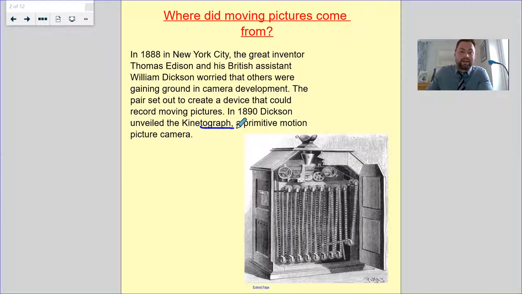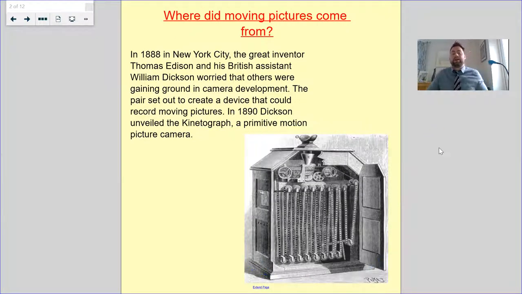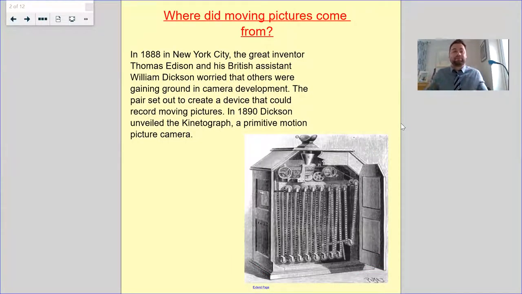And the graph means a picture, okay? So moving picture, that's how this word has been created. So kinograph, okay? And here is a picture of the kinograph. Okay, you can see it's very complex. You can see it's quite a big machine. But this machine was able to show a reel of moving pictures which could then be projected.